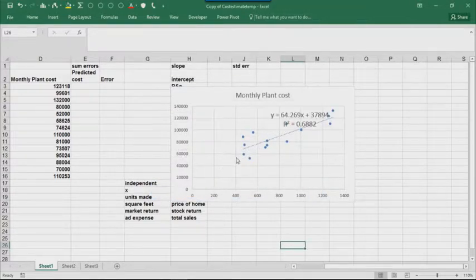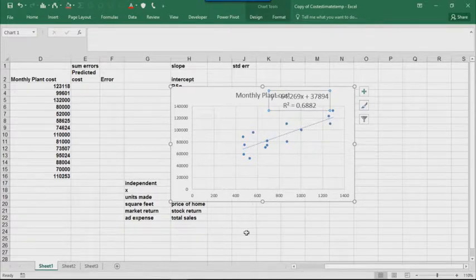Okay, now you can see the line that sort of splits those points in half. That's called the least squares line. It minimizes the sum of the square distances of the points to the line, sort of splits the points in half. The distance of the points above the line and below the line are equal. We'll see that in a couple of minutes.